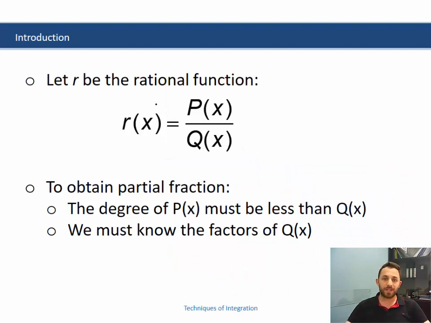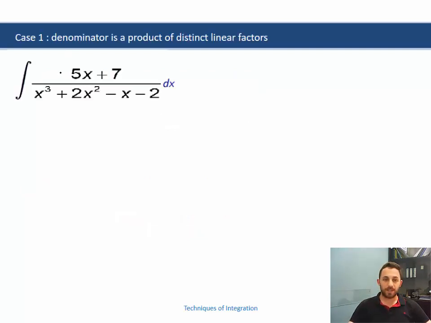However, in order to obtain a partial fraction of a rational function, the degree of the numerator must be less than the degree of the denominator. And the second condition, we must know how to factorize the denominator. Now, take the situation where we have an integral of 5x plus 7 over x cubed plus 2x squared minus x minus 2. We must know how to factorize the denominator.